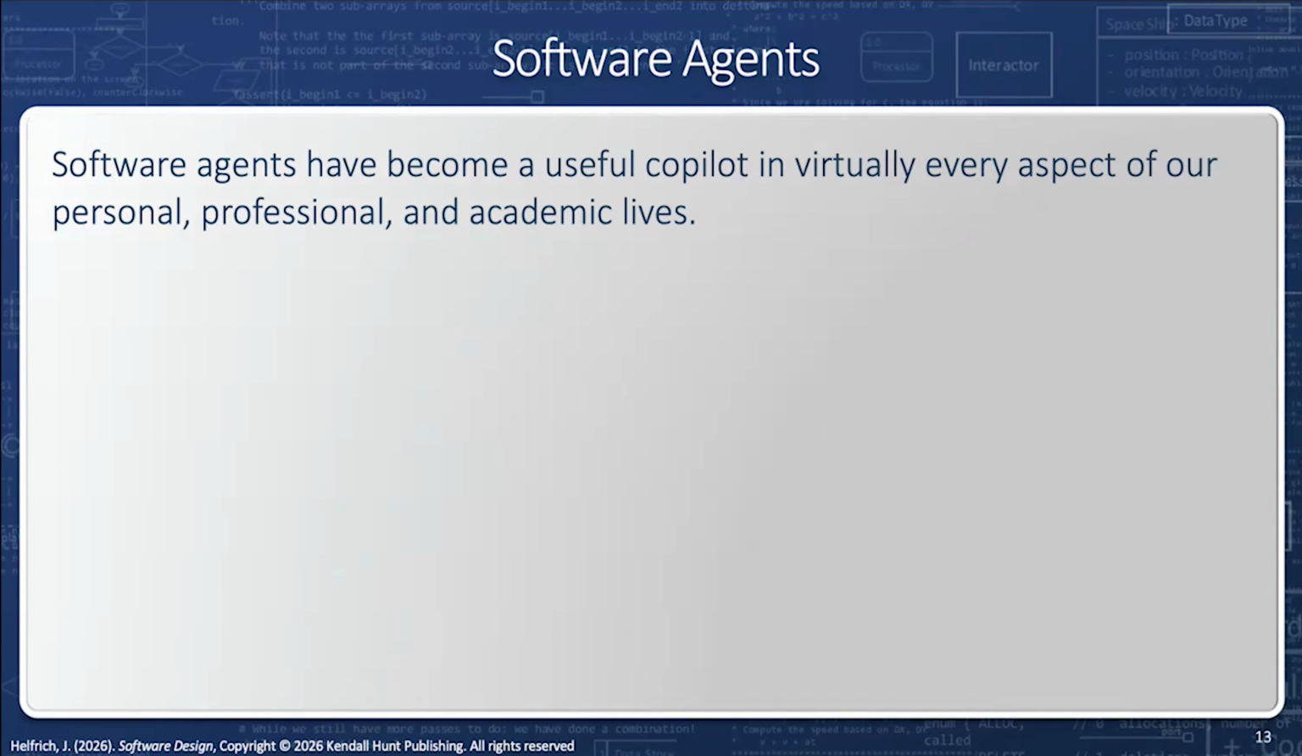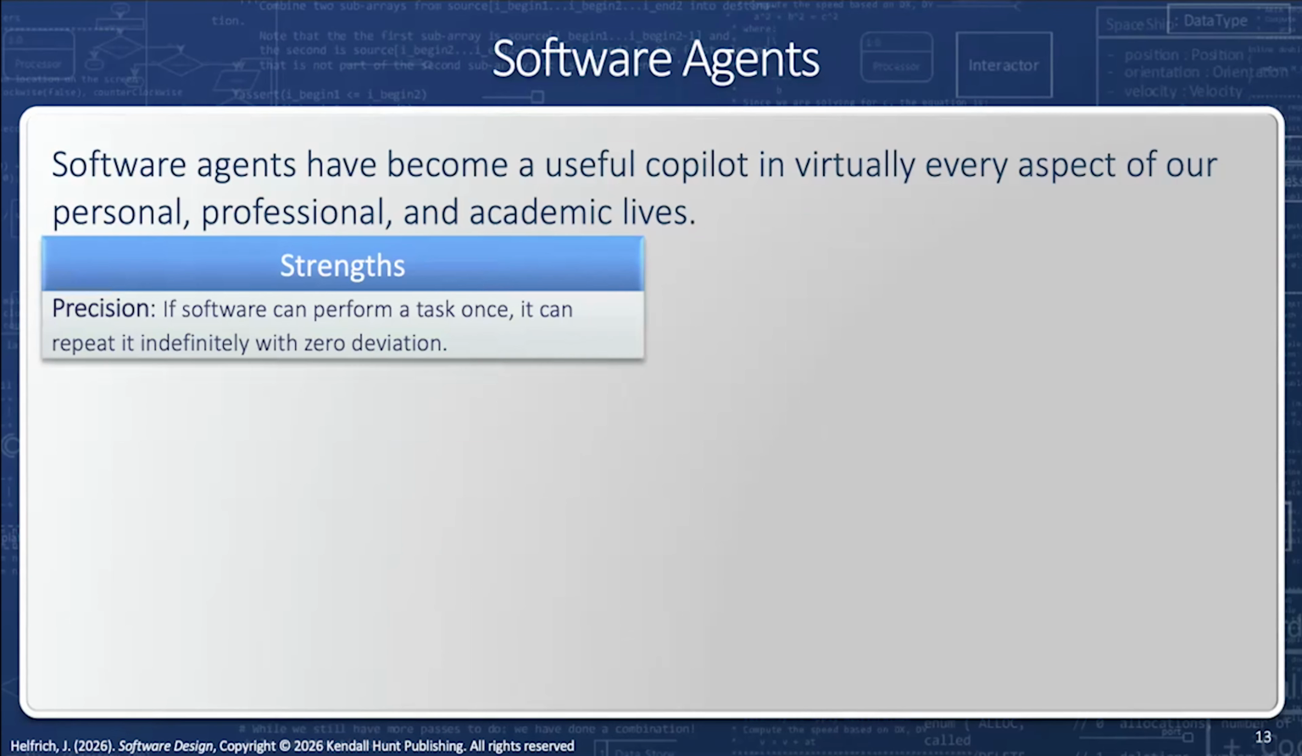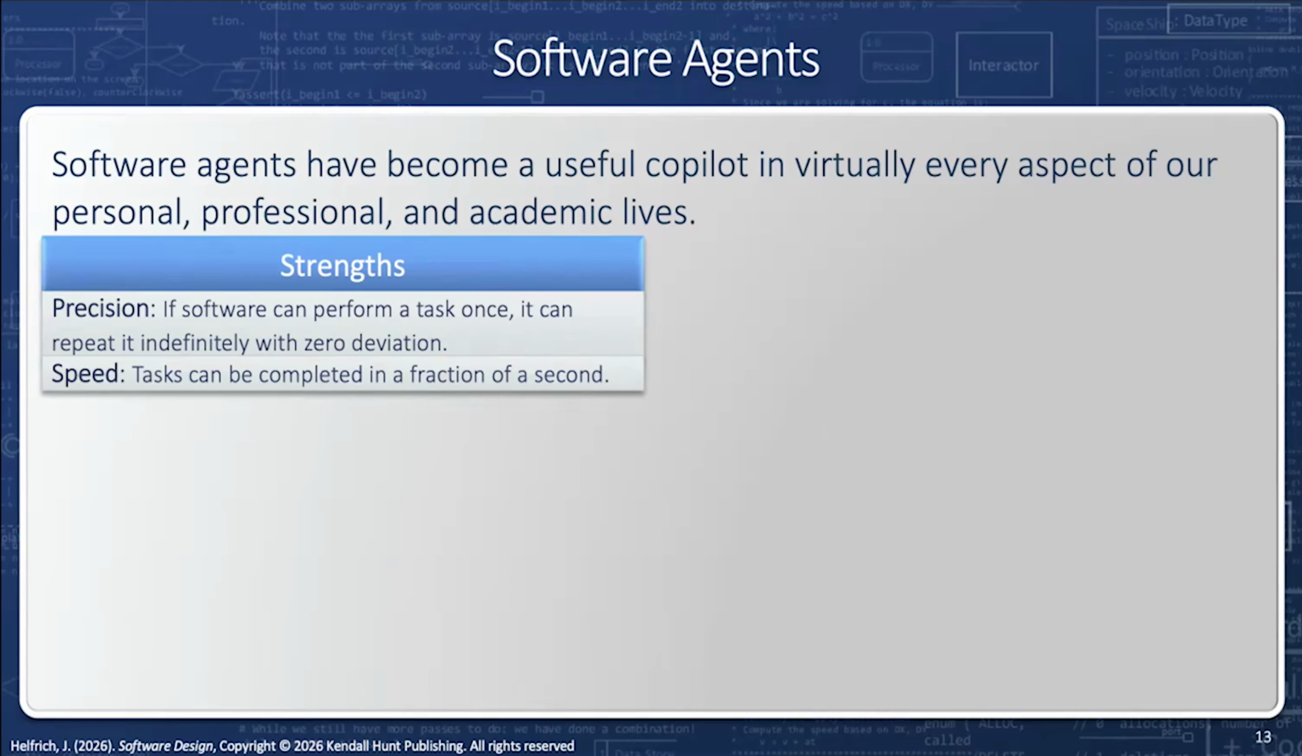Let's contrast that with software agents. One of the strengths of software agents is their precision. If software can perform a task once, it can repeat it indefinitely with zero deviation. This guarantees correctness and deterministic computation that AI and human agents just cannot match. Software agents are super fast, with latency often measured in extremely small fractions of a second.